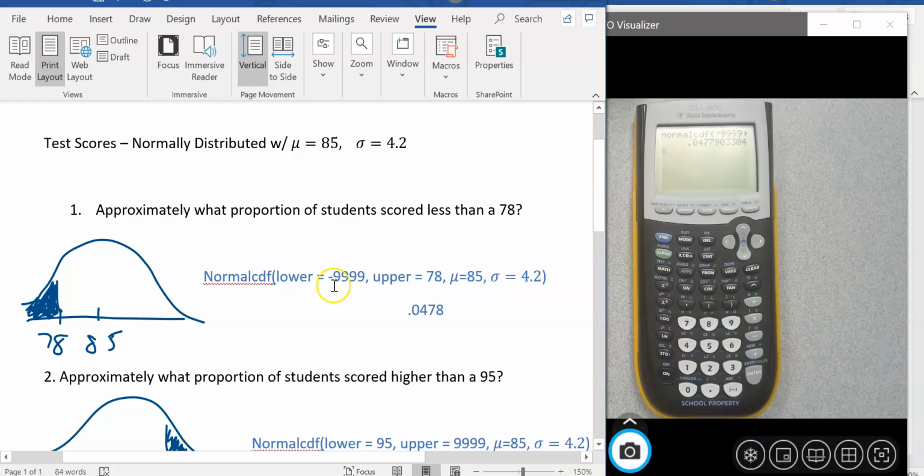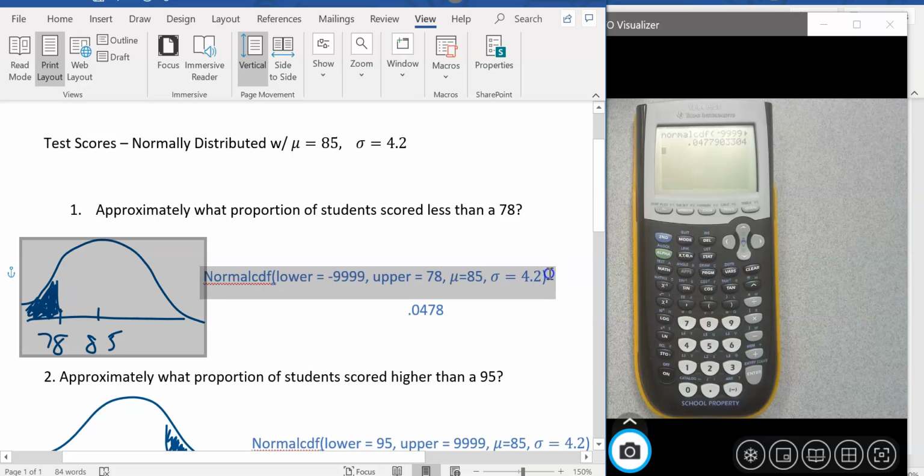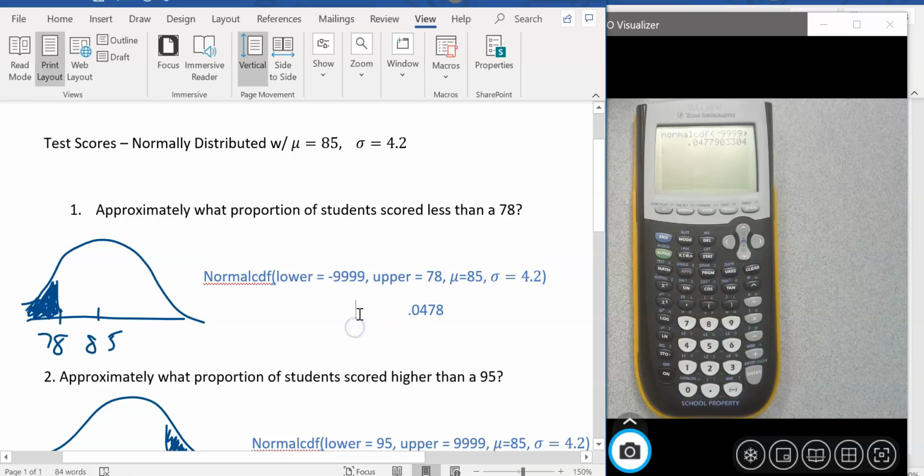Now, here's the bad news. If you do want to use this method on the AP exam, what I have highlighted is what you'd actually have to write out with paper and pencil. You can't just say, hey, I did this in the calculator. They want to see what you set up as your lower bound, your upper bound, your mean, and your standard deviation.